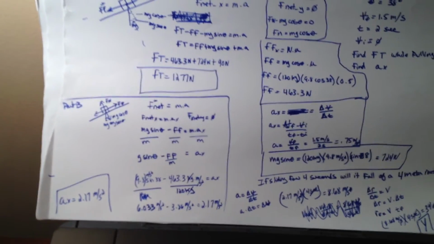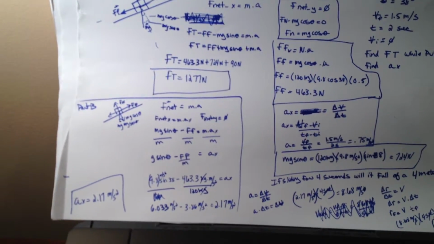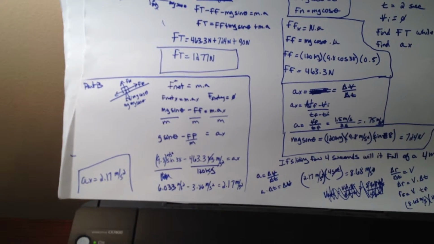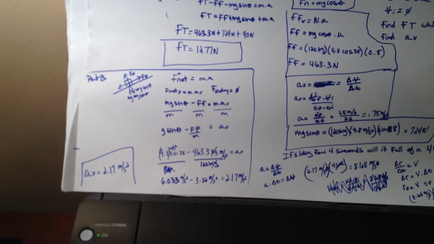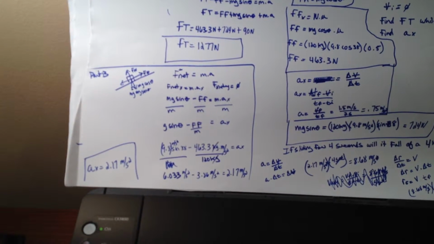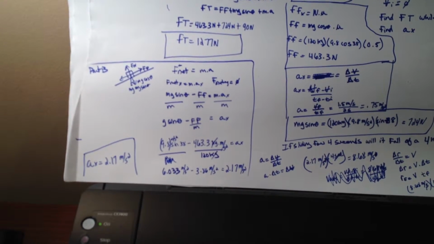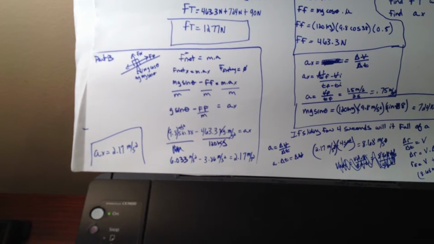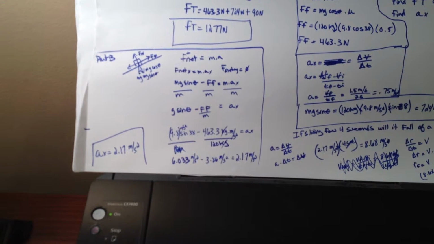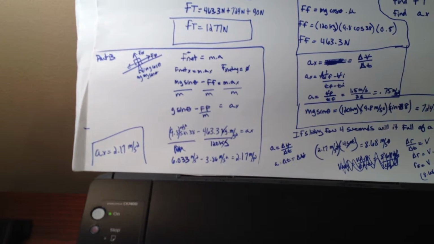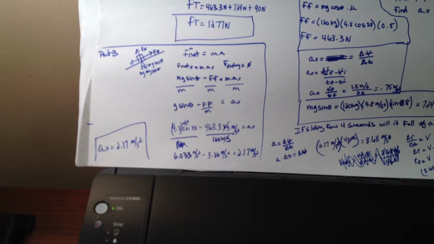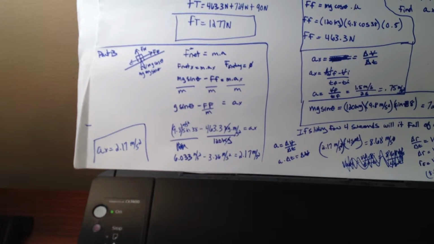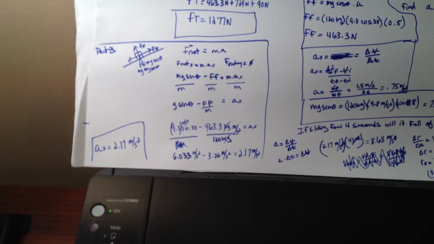We know there's no acceleration in the y direction, so we only worry about the x direction. Now the frictional force is going to change direction. In part B, we find the acceleration sliding down the roof. F net x is equal to ma, so mg sine theta minus force of friction is equal to the mass times the acceleration.